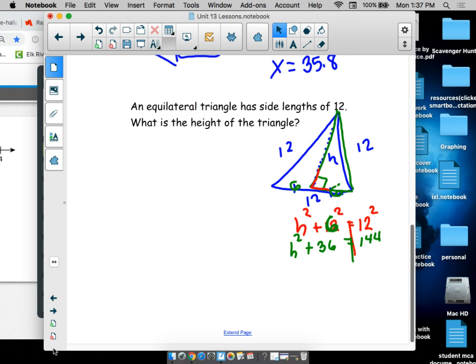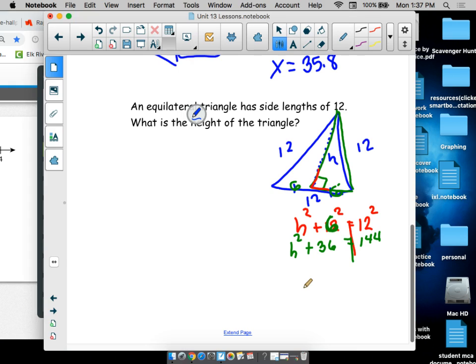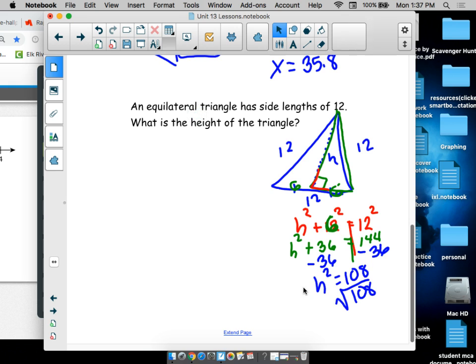And then I'm going to go 144 take away 36. 144 take away 36 is 108. So h squared is 108, and then square root it. And it's not going to be perfect, you're going to round it. It's an irrational number. But I need you to know you have a couple like this today in your homework.